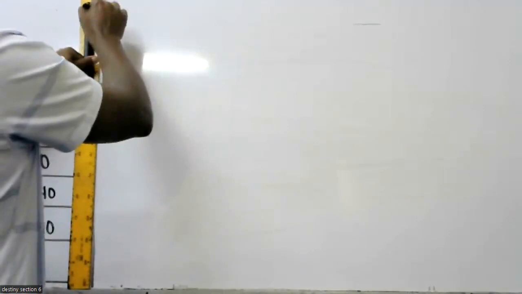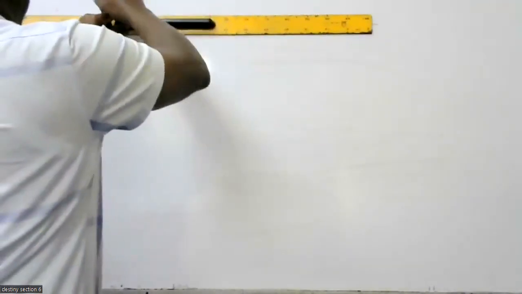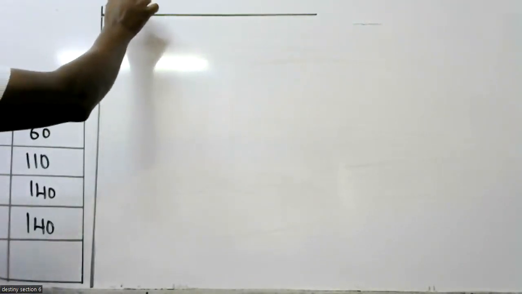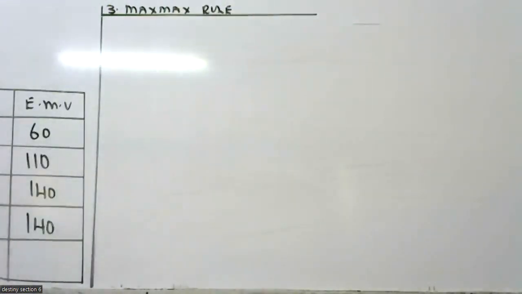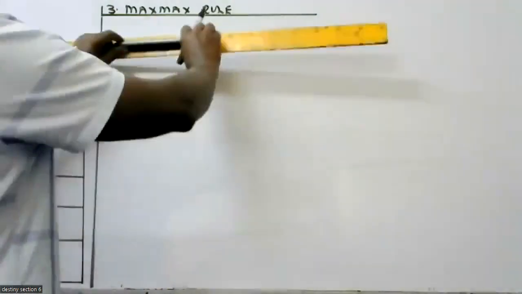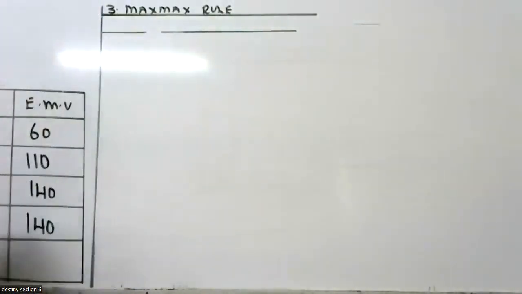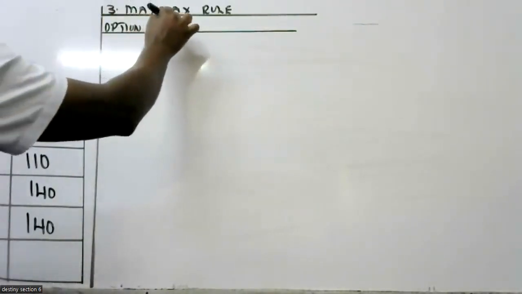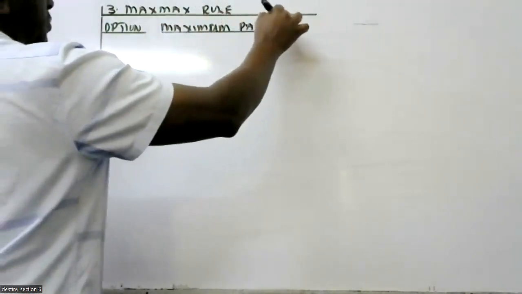So the next rule, rule number 3, is called the max rule. Now in the max rule, what you do is also very simple. You come here and pick the option, and then you pick the maximum payoff. The maximum payoff.